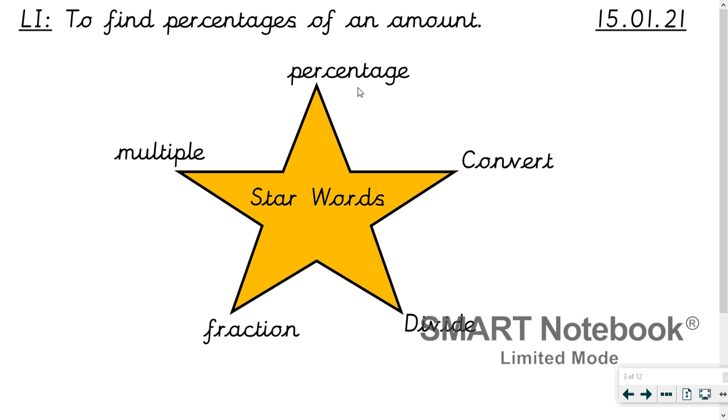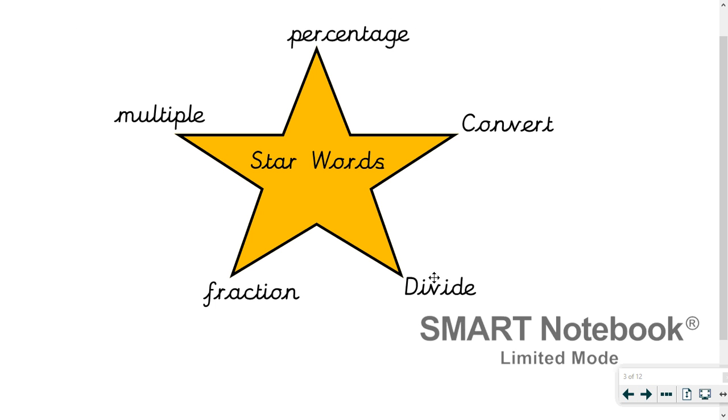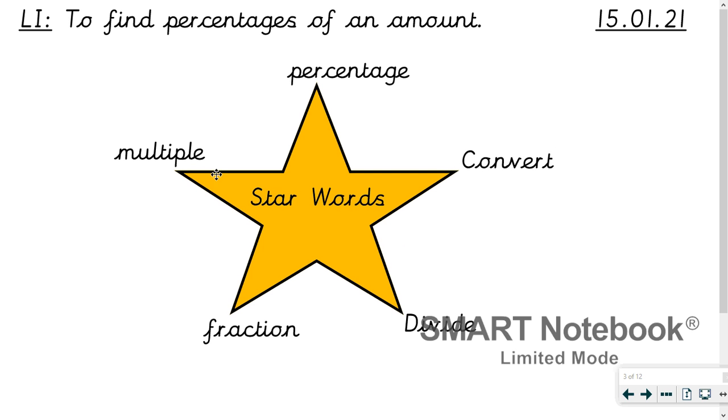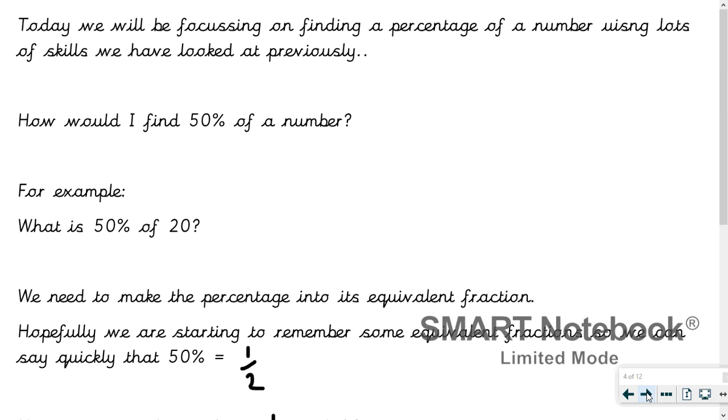Star words: percentage, convert, divide, fraction, and multiple. So how many get multiples of something and go into something else. Today we're focused on finding a percentage number using lots of skills we've looked at previously. So how would I find 50% of a number? Let me go through this example for you.